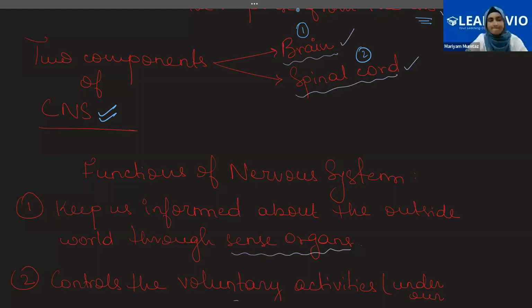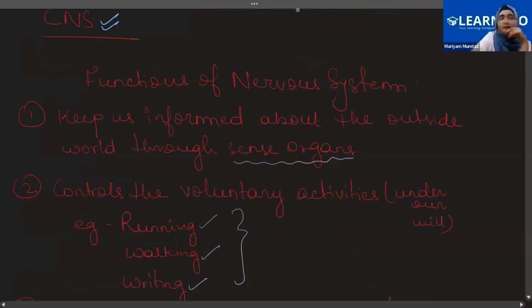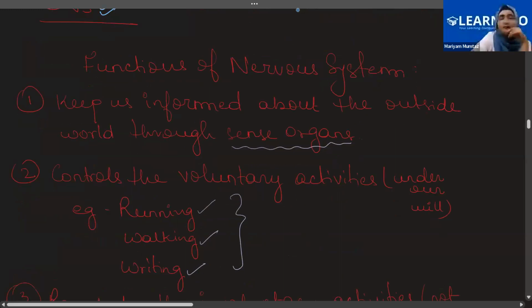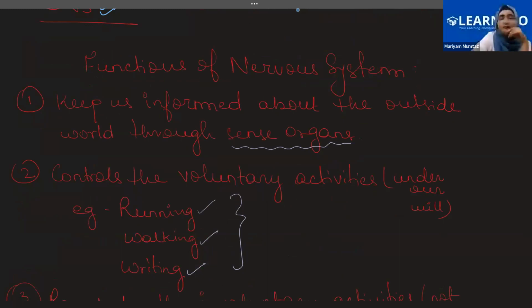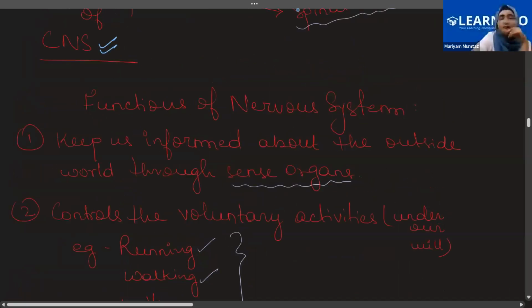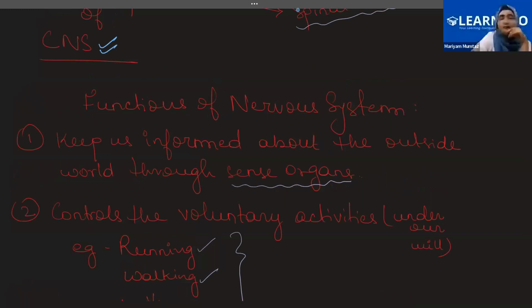Moving forward, let us talk about the functions of the nervous system. Just like how we have so many different systems in our body, the digestive system, the respiratory system, the transportation system, same way, we have the nervous system as well. Obviously, if we do not have the nervous system in our body, none of us would be conscious or aware of our surroundings. So the first function of the nervous system is that it keeps us informed about the outside world with the help of sense organs.